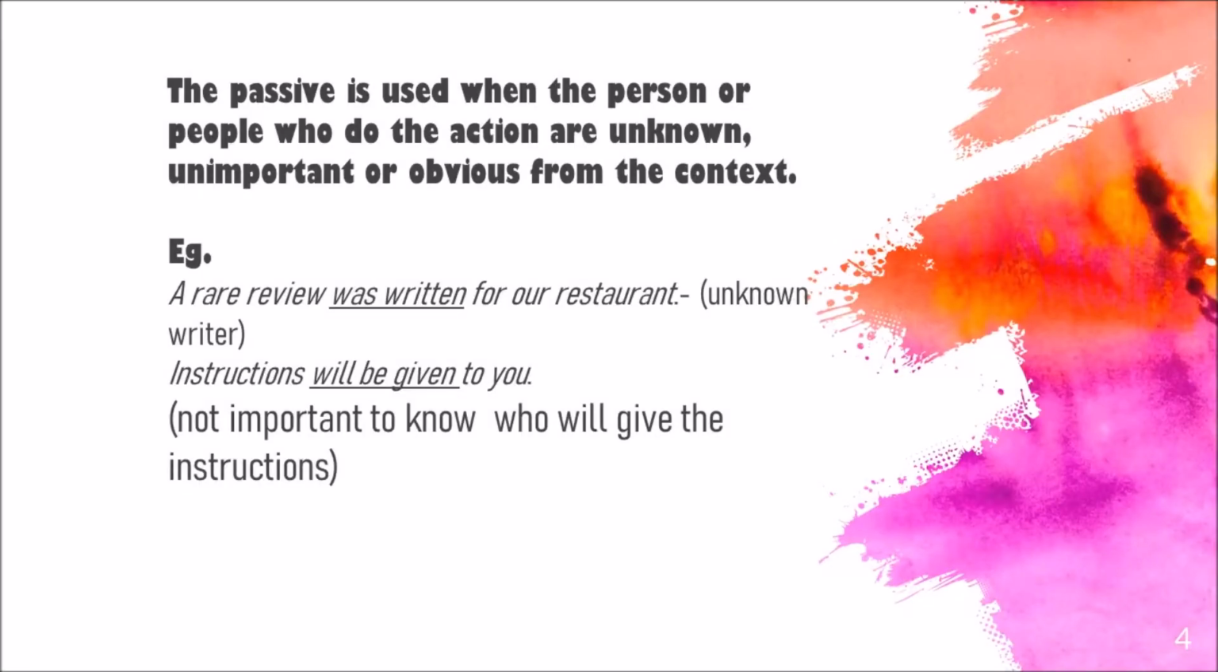The usage. We use the passive when the person or people who do the action are not known, not important, or obvious from the context. For example, a rave review was written for our restaurant. In this case, it's not important who said this, but it's important that a rave review was written. Or the second example, instructions will be given to you. Not important to know who will give the instructions, but it's important to know that the instructions will be given to you.